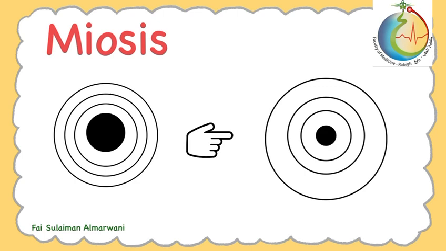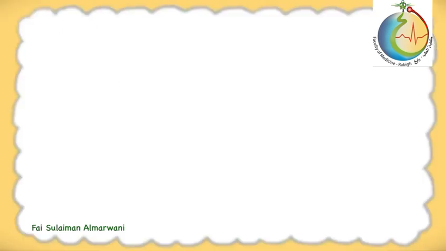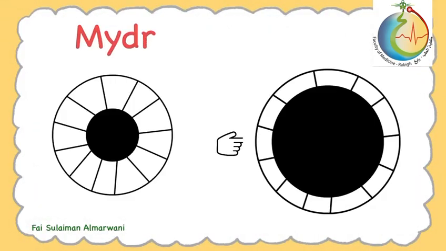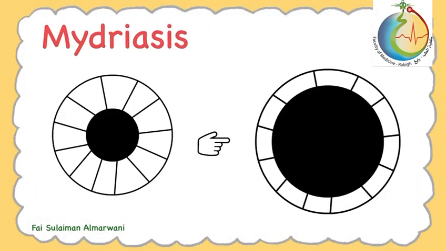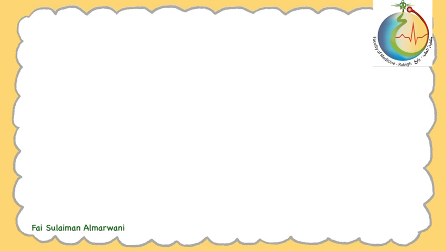The sphincter pupillae muscle has circular fibers. When it contracts, the pupil becomes smaller. This is called miosis. While the dilator pupillae muscle has radial fibers. When it contracts, the pupil widens, and this is called mydriasis.